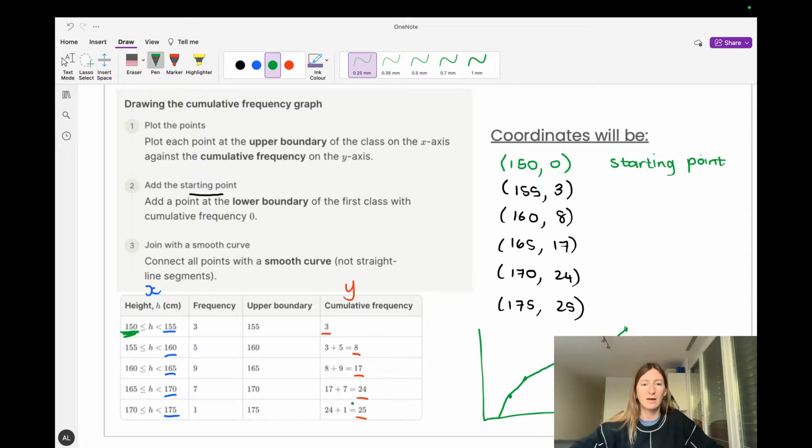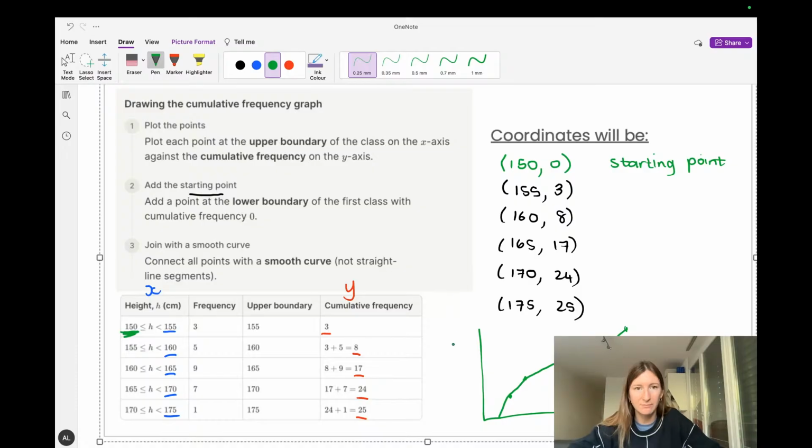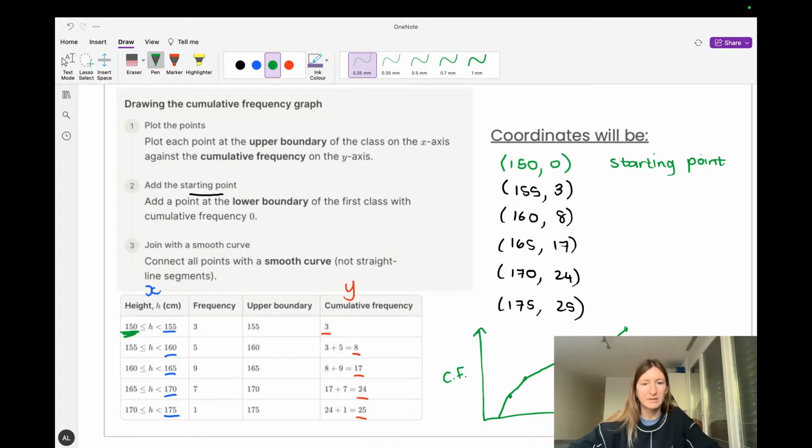Like that. Not very straight line segments. All right, and as we said, for cumulative frequency, you can write cumulative frequency here, and here you write height, whatever your variable is. Titles are not important in IB exams. We're looking for labeled axes, so you want to write a y and an x, and labels of what we're looking at, and that's pretty much all you need for cumulative frequency.